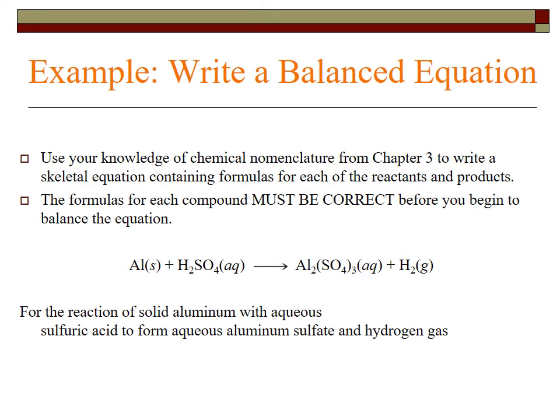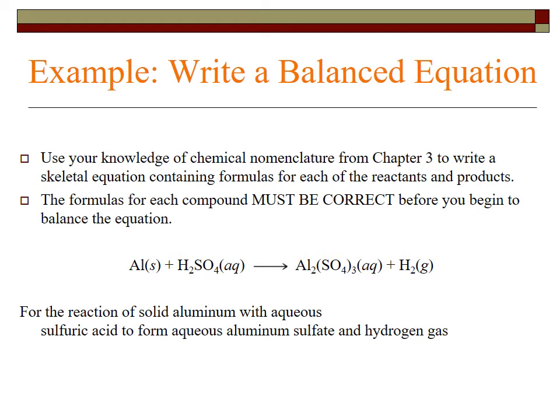Okay, so let's look at an example of a balanced equation. Let's use the chemical nomenclature that we learned from the previous chapter and write a skeletal equation containing the formulas for each of the reactants and products. The formula for each compound must be correct before you begin to balance the equation. So for a reaction of solid aluminum, that would be Al with an S beside it, because it's telling me it's a solid, mixed with aqueous sulfuric acid.